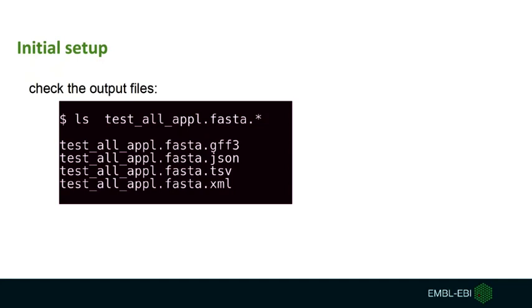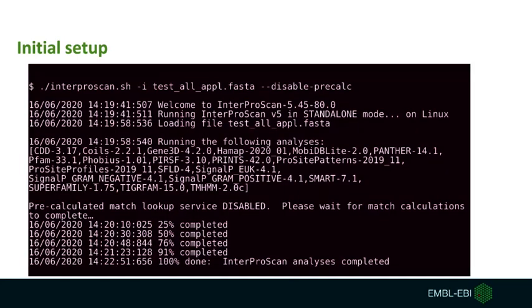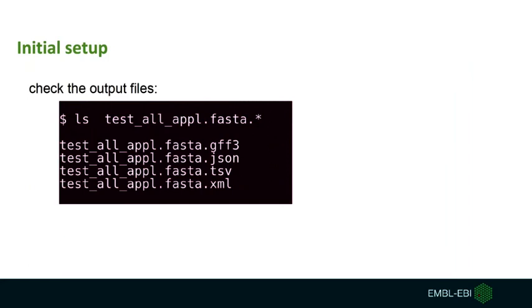The default output formats are four of them. So we have XML, we have TSV, we have JSON, and we have GFF3. Okay, if you look at my commands, I did not apply an output format, so that's why it gives me all the output formats that are given by default. Of course, if you're only interested in one particular format, you can specify that. InterProScan has the option for you to specify the output format that you want.